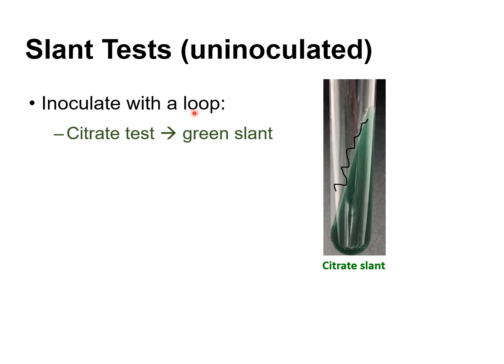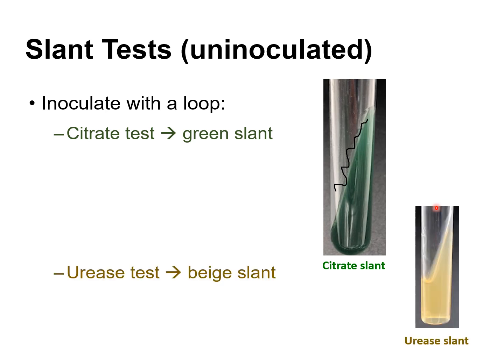You're just gonna inoculate your bacteria on the slanted part right here. We don't use a needle with this one, just a loop, and this is called the citrate test. Okay, and this is how it would look uninoculated. It's kind of that greenish color. Okay. So we'll talk about what this test is used for. But there's another test called the urease test. And it kind of looks something like this. And again, you go ahead and use your loop to inoculate the bacteria on this slanted part right there.